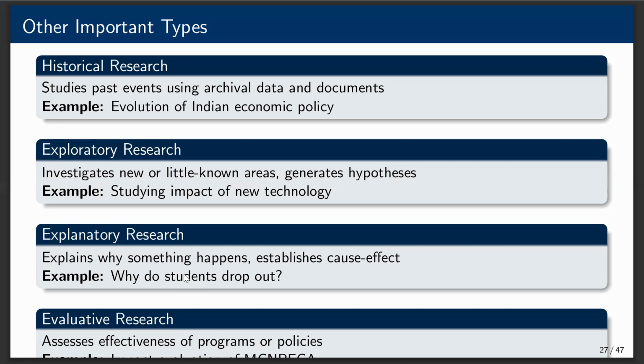Then explanatory research. It explains why something happens. It establishes cause and effect. The example is, why do students drop out? This is explanatory research, right? Explain why something happens and it establishes cause and effect relationship. Similarly, evaluative research assesses the effectiveness of programs or policies. Like, if you want to analyze the impact of MNREGA, then you will be doing evaluative research.